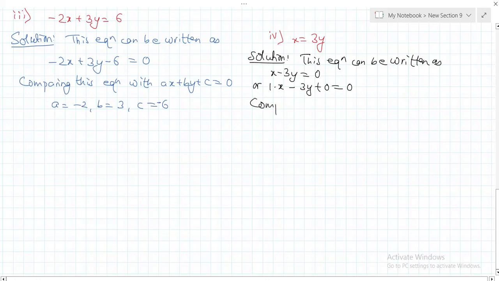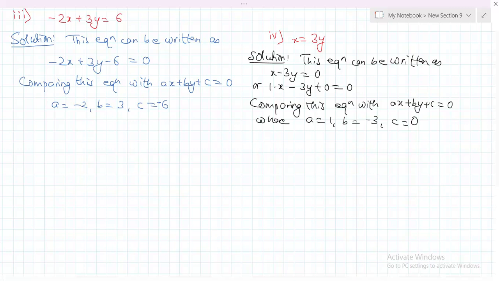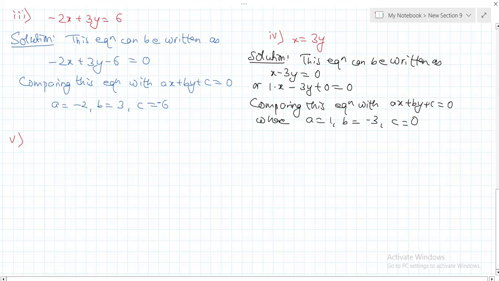So comparing this equation with ax plus by plus c is equal to 0, where we can write a is equal to how much? 1. Similarly, b is equal to how much? Minus 3. And finally, c is equal to how much? 0. In this way, we can solve this question. Okay, now next question, number 5 or b. Okay, so the question number b is what? 2x equal to minus 5y. Okay, now let us solve it. How can we solve this?